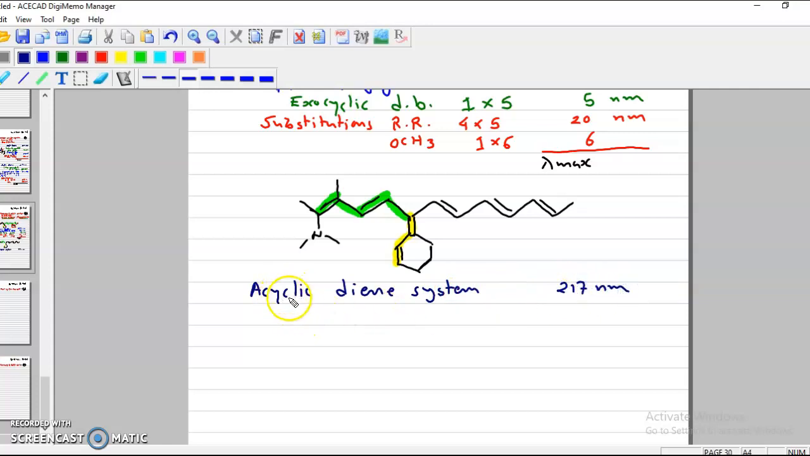Now we will see exocyclic double bonds. Earlier also we have seen that here this bond is a double bond which is exocyclic, because one carbon is in the ring, another is outside the ring, so there is one exocyclic double bond. 5 nanometer for this one, so we will add 5 nanometer. Sorry, we also have to refer to the extra conjugated double bonds.